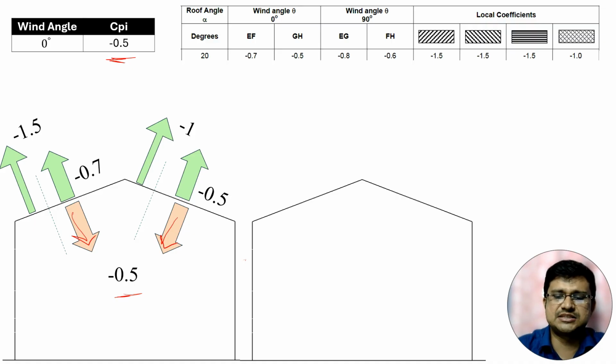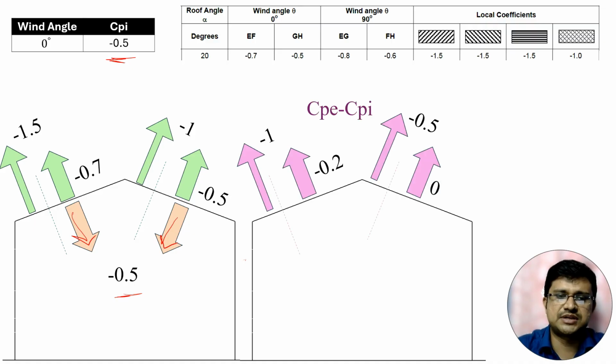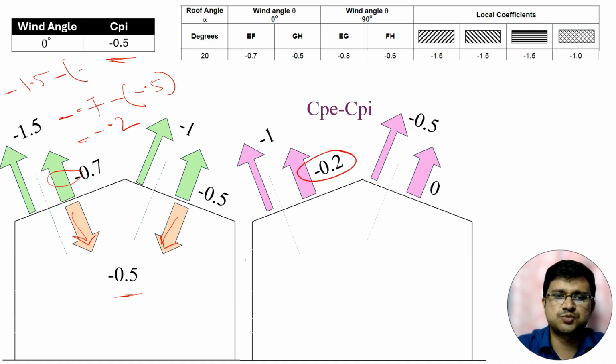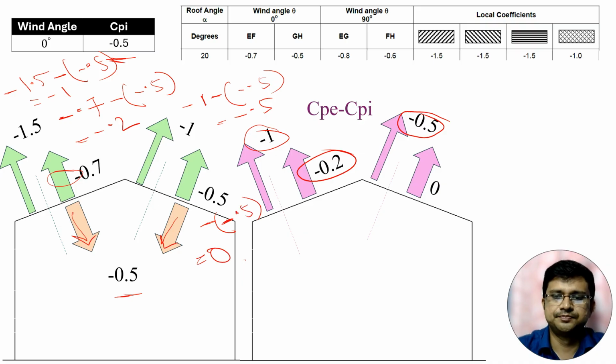Now if we calculate CP minus CPI for this case, it will be minus 0.7 minus minus 0.5, so it will be minus 0.2. Here minus 1.5 minus minus 0.5, so it will be minus 1. Here minus 1 minus minus 0.5, so it will be minus 0.5. And here minus 0.5 minus minus 0.5, so it will be 0. So up to 4 meter minus 1. After that it will be minus 0.2. Here minus 0.5. And rest will be 0.